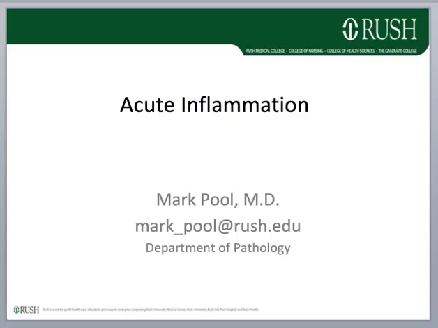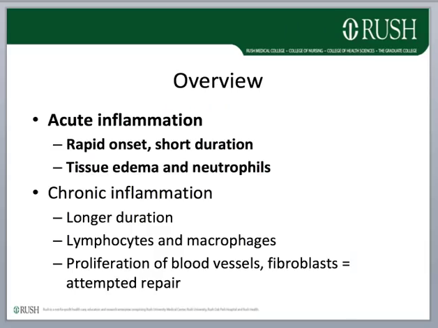Hi, this is Dr. Poole again, and we're going to talk about acute inflammation. In comparison with chronic inflammation, acute inflammation is rapid in onset and is usually of short duration. The key hallmarks are tissue edema and the presence of neutrophils. We'll talk about chronic inflammation in the next case.